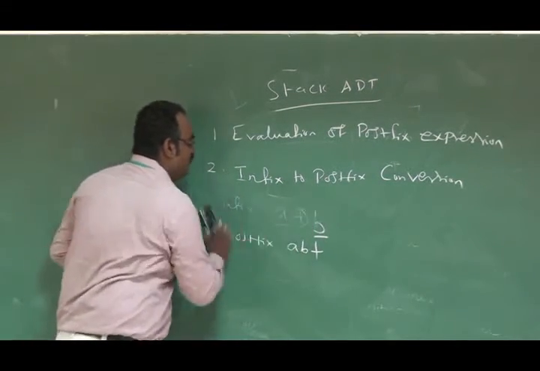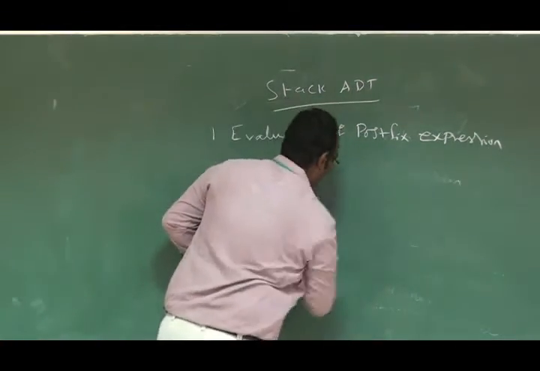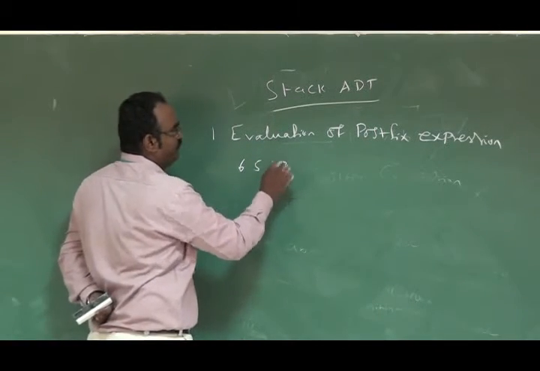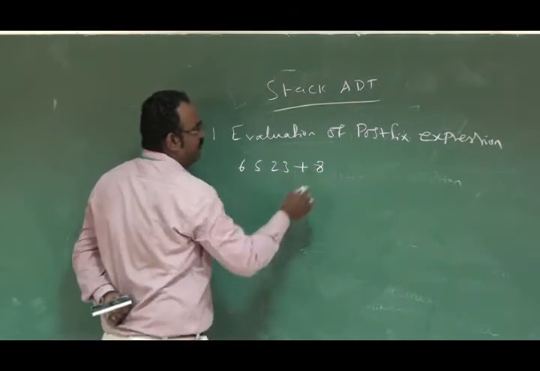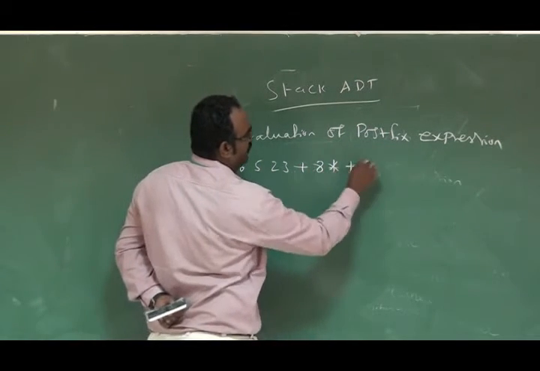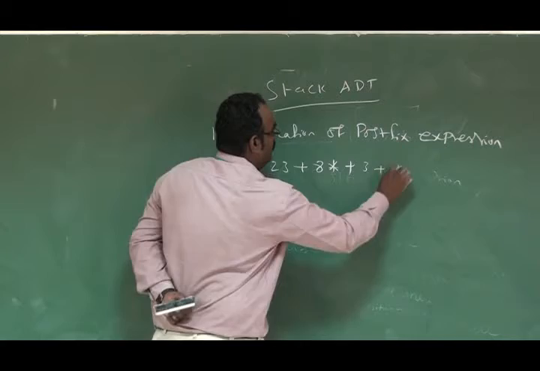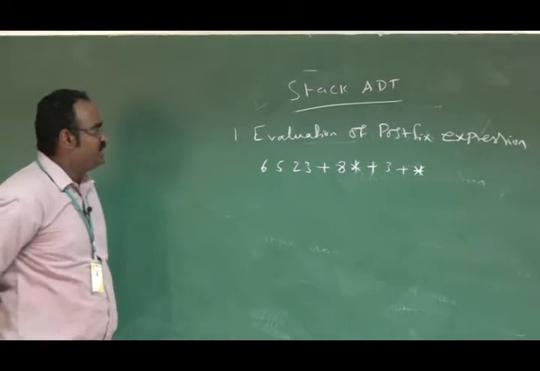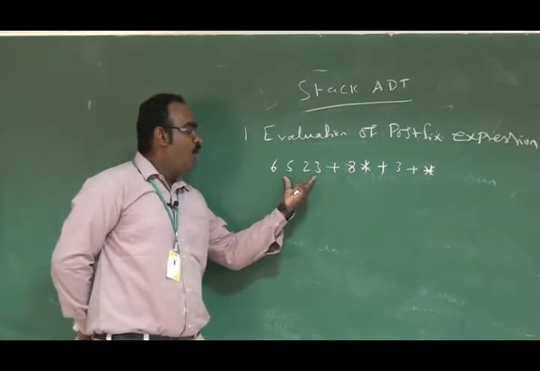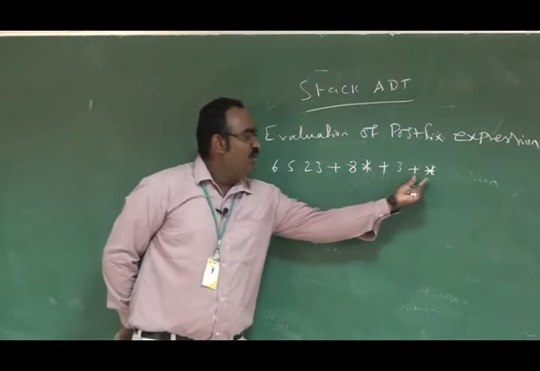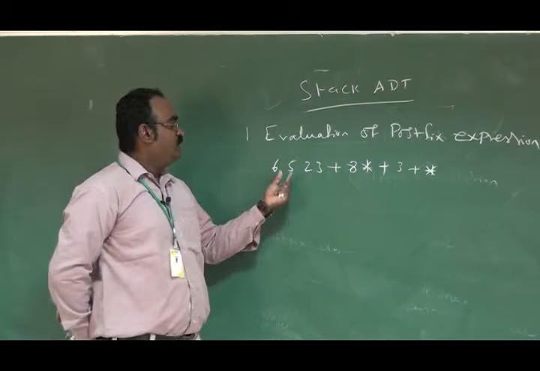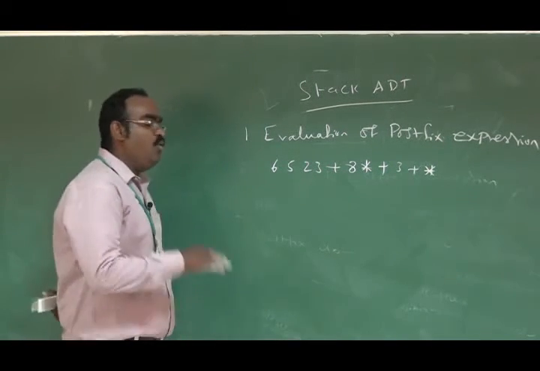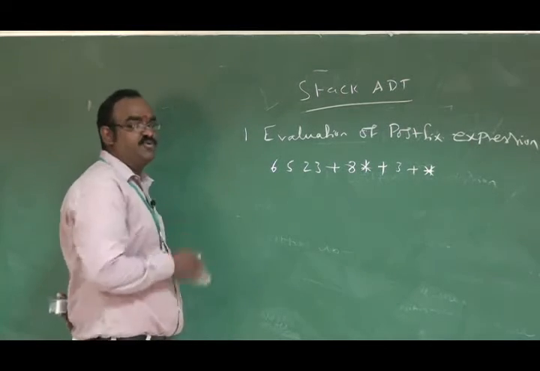The first one is the evaluation of postfix expression. The postfix expression we take here is 6 5 2 3 plus 8 star plus 3 plus star. This is an example of evaluation of a postfix expression. This is postfix: after the operands we place the operator, so it always ends with an operator. Now we need the actual evaluation of this postfix expression.